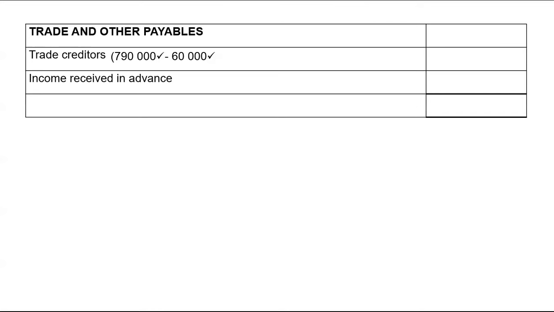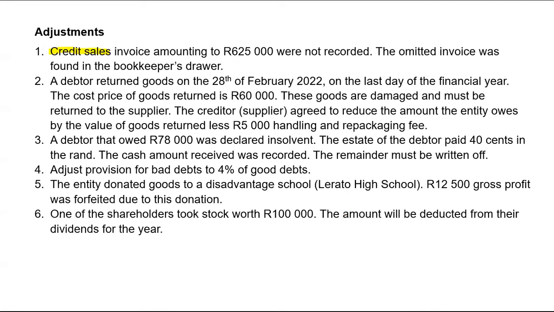Done, right? Now I'm going to go back and finish reading again because whenever I read this adjustment, I get more and more information. Now, when I go back to the adjustment, it says the creditor agreed to reduce the amount the entity owes, which is what we just did. Oh, okay. I jumped that part here. But I did everything correctly. And they said they will reduce it by the value of goods returned, which was the 60,000.